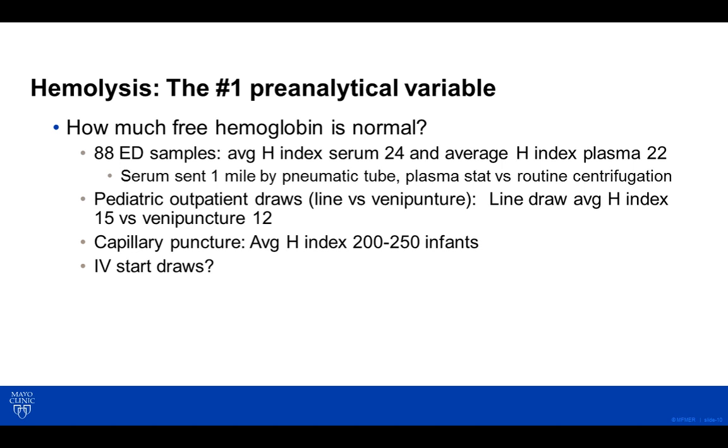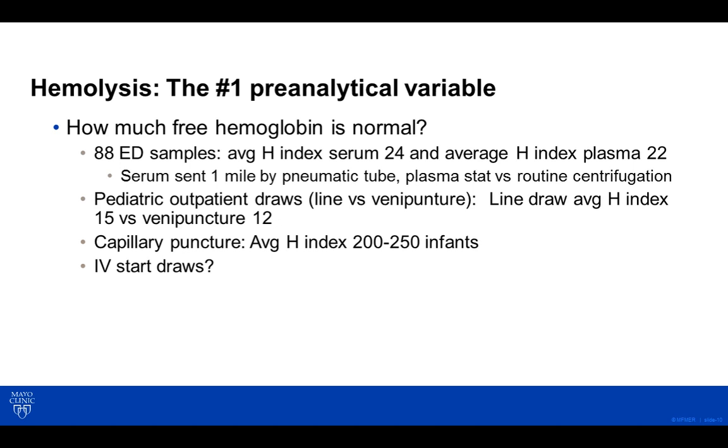We did a study looking at venipunctures versus line draws on pediatric outpatients here at Mayo Clinic, and again we saw an H index of 12 by venipuncture, 15 by line draw. So this data set shows you that for a routine venipuncture, for a good line draw, or a venipuncture even on a child, we can typically get average free hemoglobins in the under 20 range and have a little bit of buffer or margin until we get to 50, 100, where we reject samples.